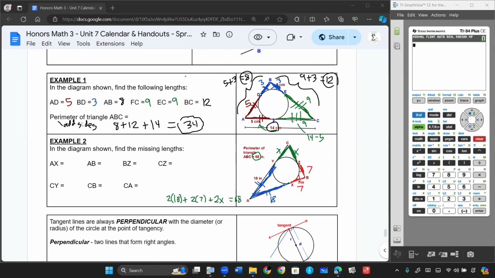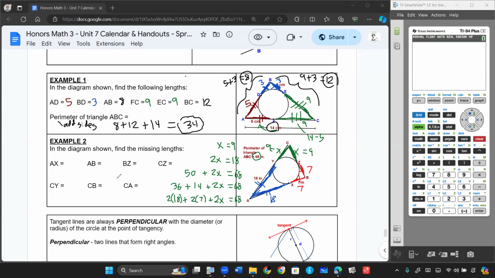So 18 plus 18 is going to be 36. 14 is going to be 2 times 7. And I got these 2 X's. So if I'm working up here, I'm going to get 36 plus 14. That'll give you 50. And now I can subtract the 50 from the 68. And then 18 divided by 2 will get you 9. So each of these is 9. So now I have everything, I can answer the question.